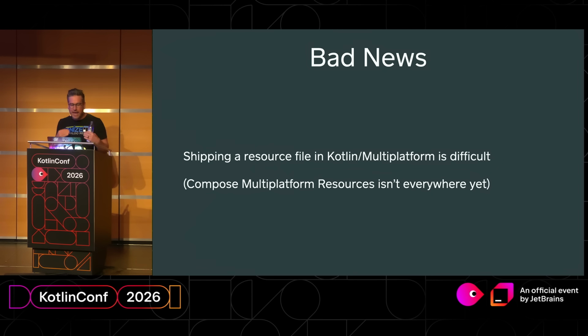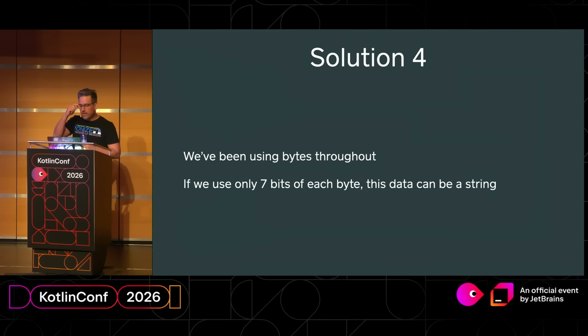But there is bad news, which is if we want to ship a 40 kilobyte binary file in OkHttp, we have a bad time on platforms like JS, where there's no native way for a JavaScript file to include a binary resource. And so what we do instead is, instead of using 8 bits of every byte, OkHttp, I'm sorry, I'm starting to cry. Every byte in OkHttp only uses 7 bits.